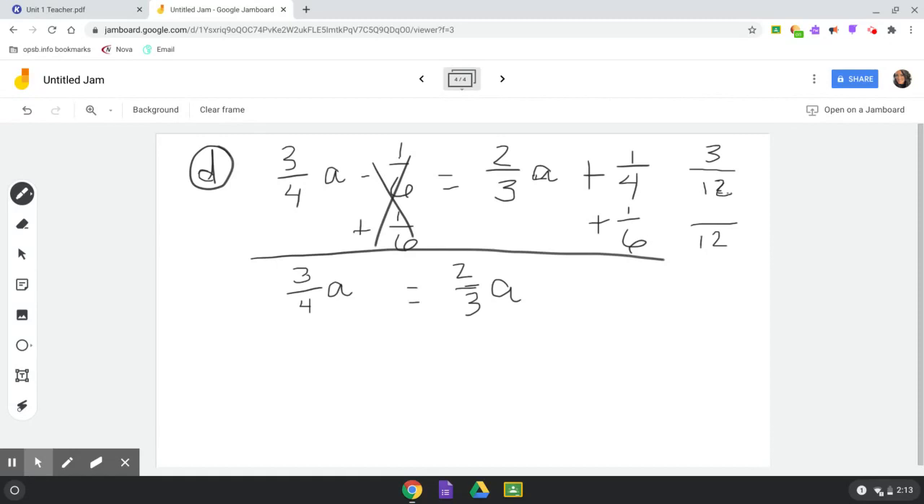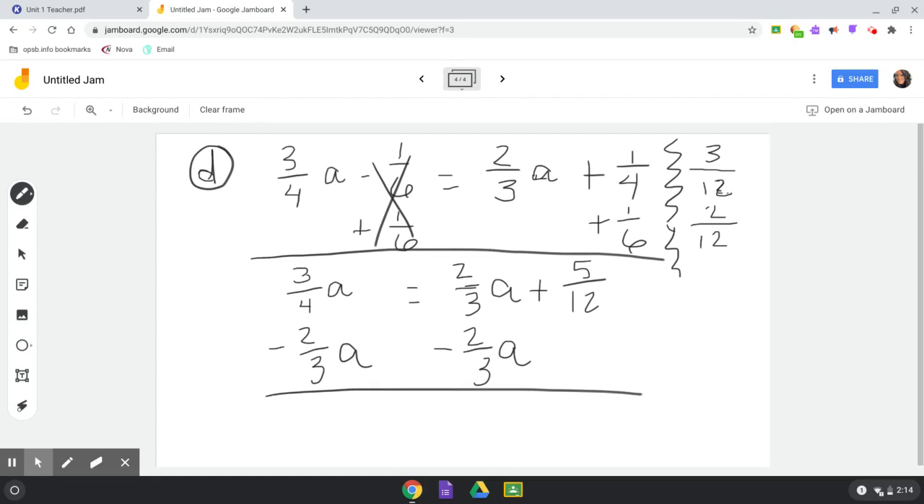1/4 is 3/12. Okay, now I'm going to do a squiggly line so you know that this is another problem I'm doing over here. 3/12 plus 1/6. 1/6 is how many 12ths? Well, that's 2/12. Okay, so 3 and 2 makes 5. So now I'm left with 5, and what's my common denominator? 12. Okay, so 1/4 plus 1/6 is 5/12. Now, I need to subtract my 2/3 from both sides.